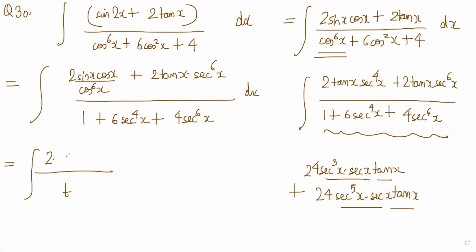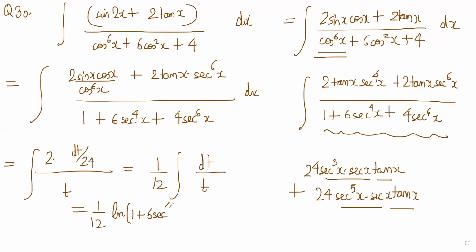Here you have 2 times dt by 24, right? So you get 1 by 12 dt by t. So 1 by 12 ln t is your answer. 1 by 12 ln t, and t is what? 1 plus 6 sec power 4x plus 4 sec power 6x, right? That comes out as your answer.